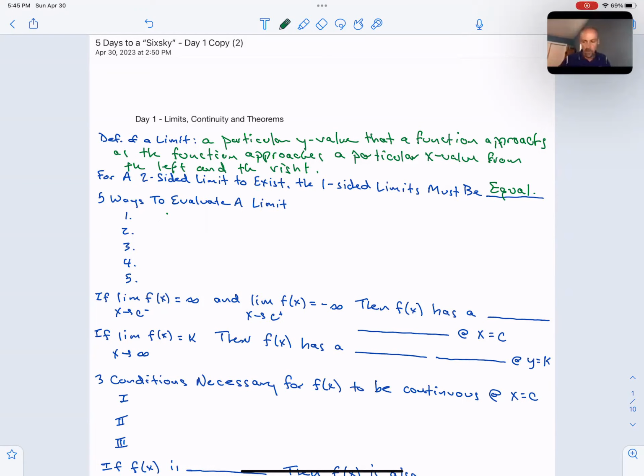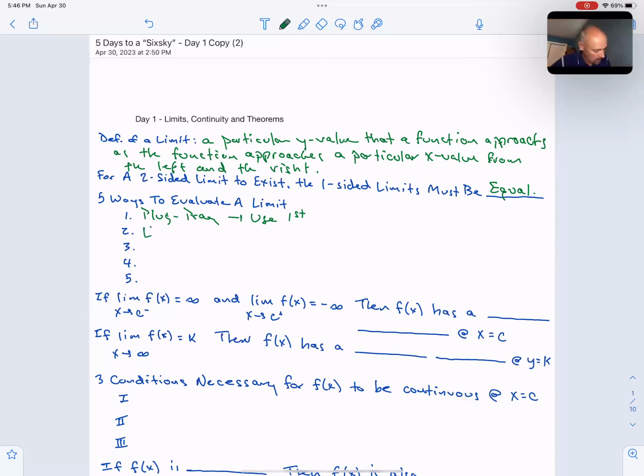5 ways to evaluate a limit. Okay. Well, first one, plug and pray. Algebraically, probably ought to do that one, use that one first every time. X is approaching 2, plug in 2 to the expression, see what happens. You might get a number, you might get an indeterminate form, meaning you got more work to do, or you might get 7 over 0. That means the limit does not exist.